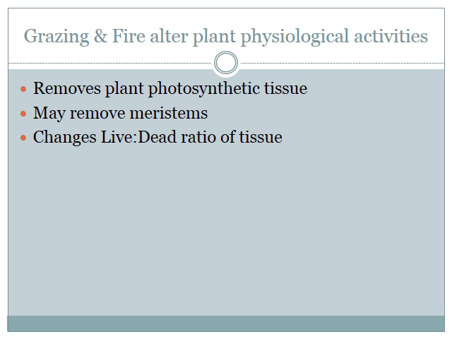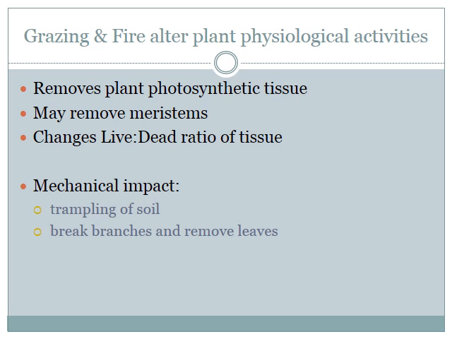Another thing that grazing and fire do is they change the ratio of live to dead material. It's kind of a little different for each of them. Grazing tends to focus on the live material, and fire tends to focus on the dead material. So those two forces do change the amount of live material in a plant, but in different ways.